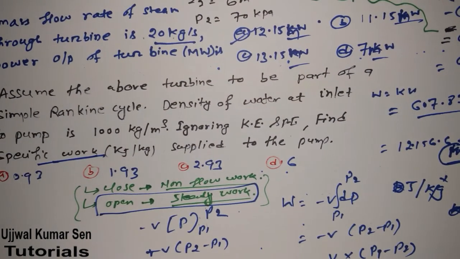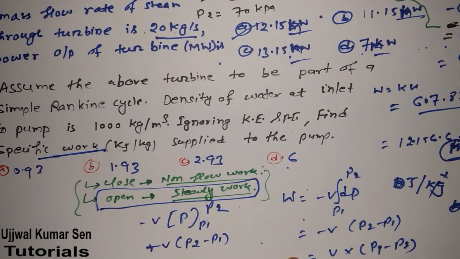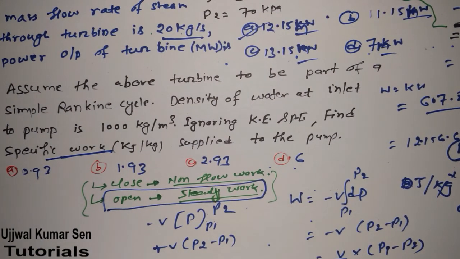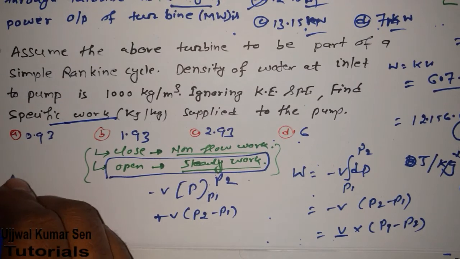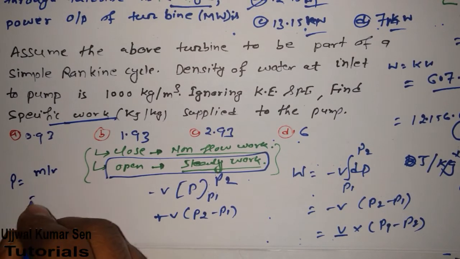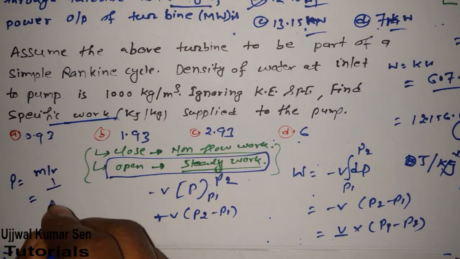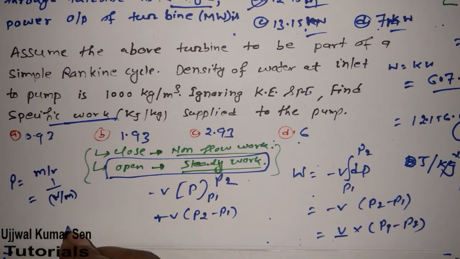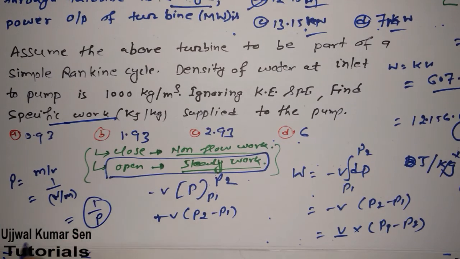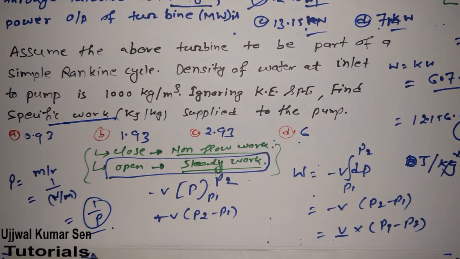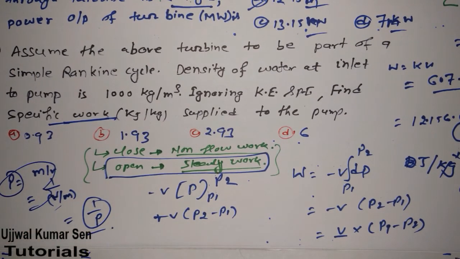Now look at the question given here. We know the density, we don't know the volume. We know density is equal to mass by volume. So volume by mass is 1 by rho. We can write this as 1 by rho. Are you getting my point?